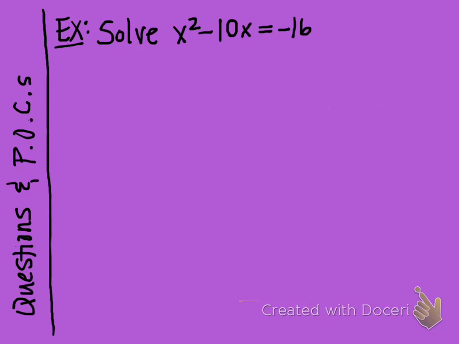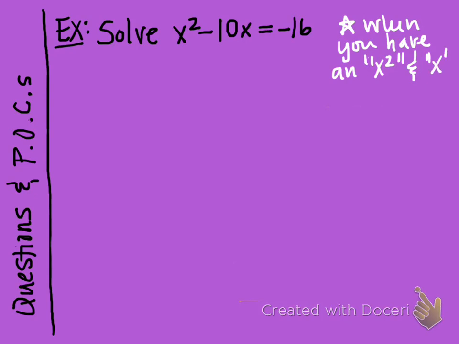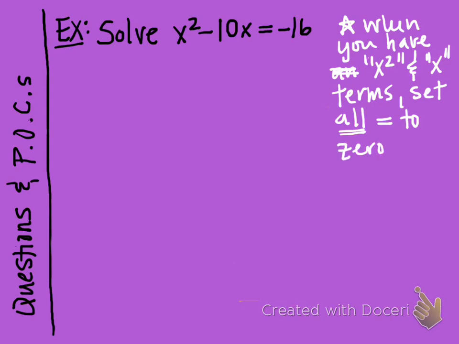Here's an example of solving a quadratic when you have not only the x squared term, but also the x term. This is more what you're used to. Write yourself this note off to the side if you need to remember. When you have x squared and x terms, then you're going to set all of it, everything, equal to 0, and then factor.